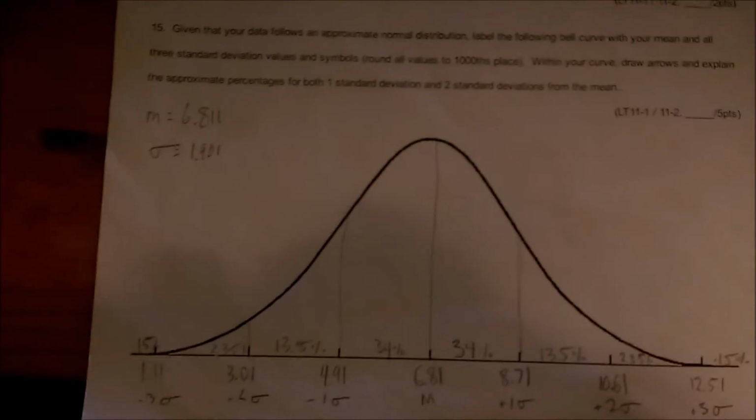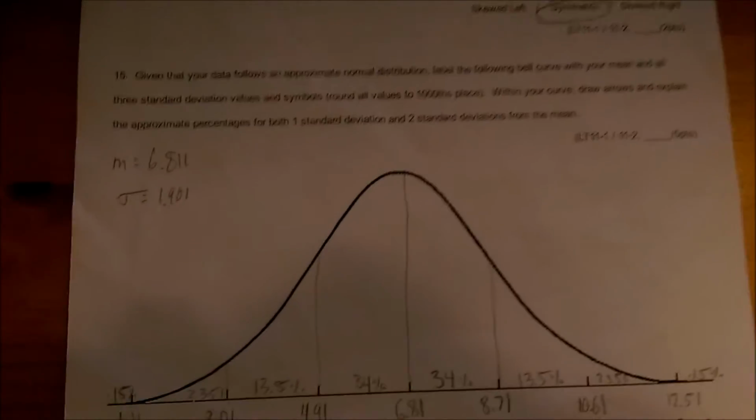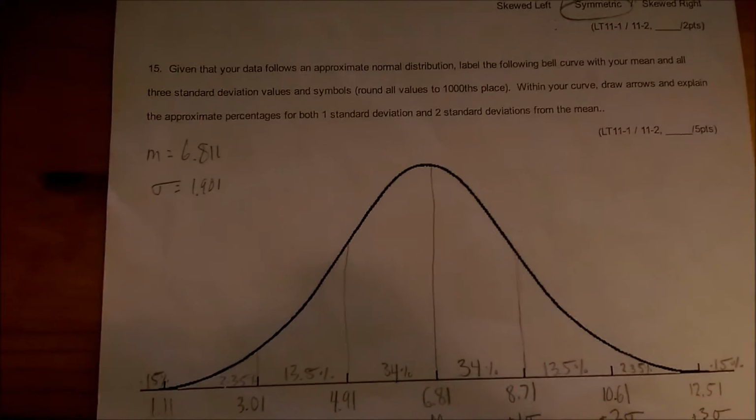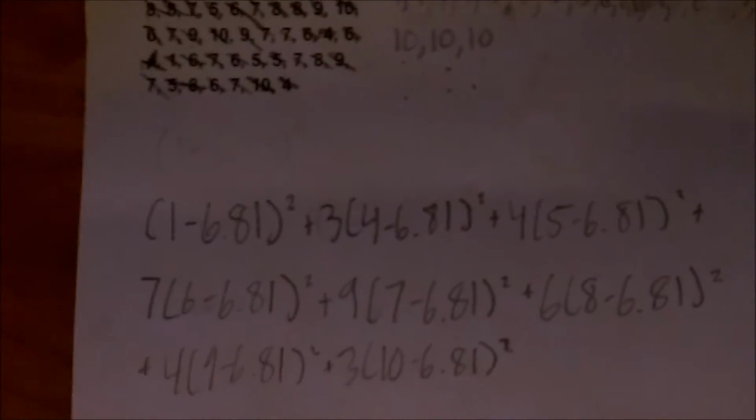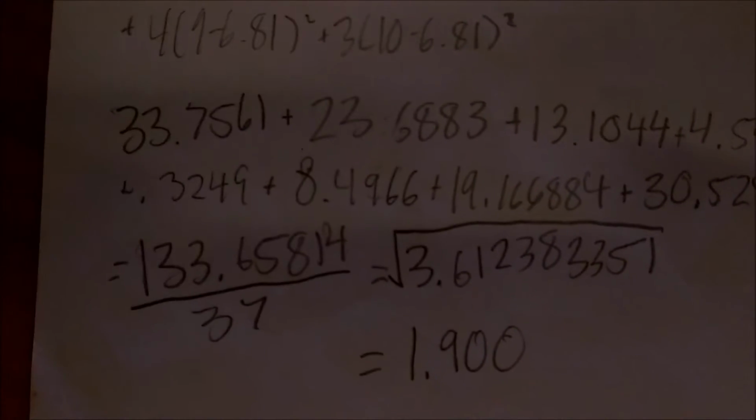Hey, Mr. Soohoo. So for this learning target, I'm going to be explaining normal distribution and how to calculate standard deviation and how it can be used and related to the mean. So to find standard deviation, you're going to take your set of numbers and you're just going to start with number 1 and subtract the mean, which is 6.81, and square it, and do that for every number in the set of data and add them all up together to get a sum. That sum would be 133.